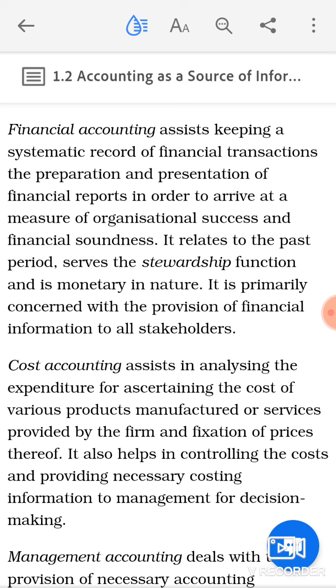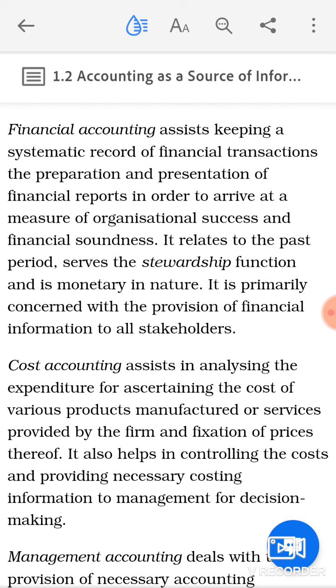It is primarily concerned with the provision of financial information to all the stakeholders. So the purpose served by financial accounting is that it provides all the financial information to all the stakeholders. We have different stakeholders. So the purpose served by financial accounting is what? They are going to get all the financial information that is required by them.